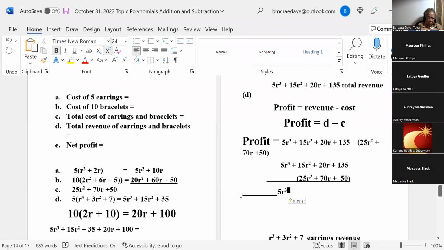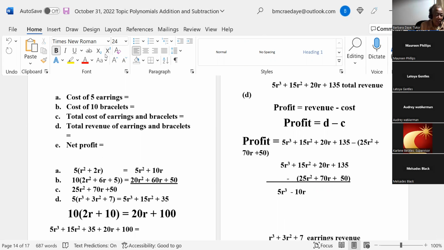Okay, so we just bring that down. We don't have a 5r to the 3 in what we're subtracting, so take that out. Now, Maureen, what's 15r to the second minus 25r to the second? 10r to the second, plus or minus? Minus, minus the negative. Minus, right, so that's minus 10r to the second. That's right, Audrey.